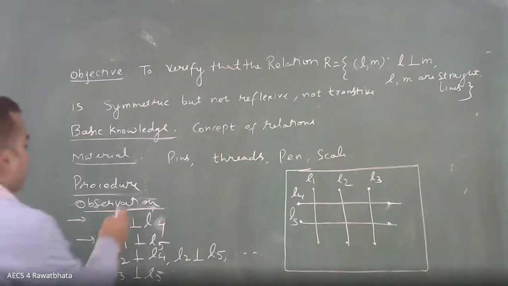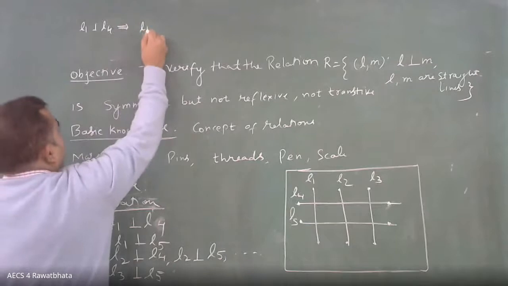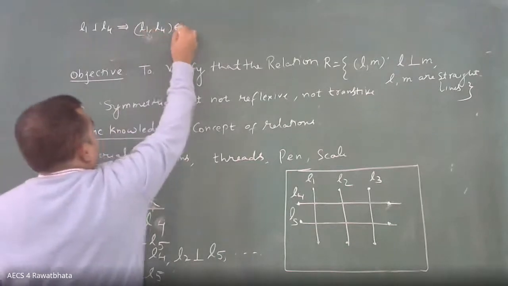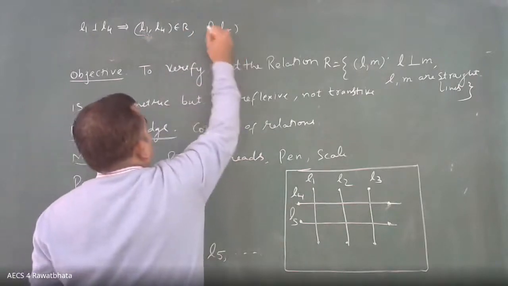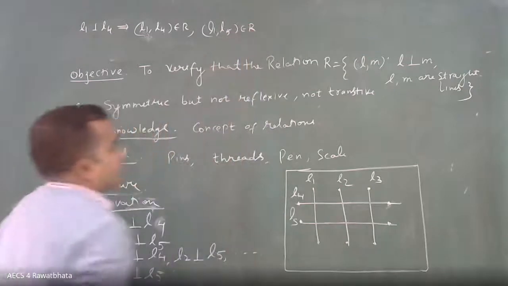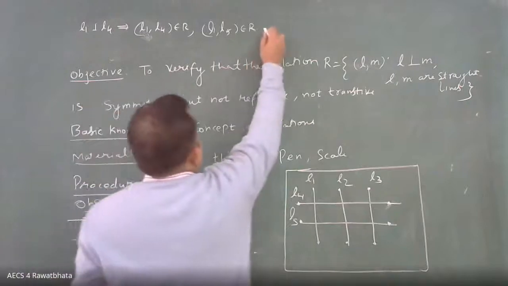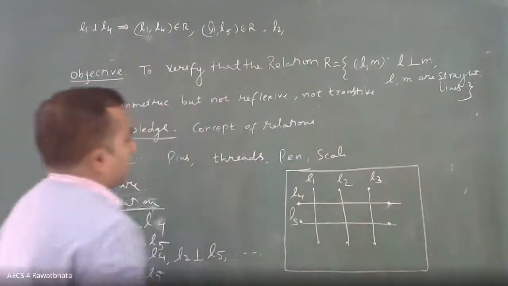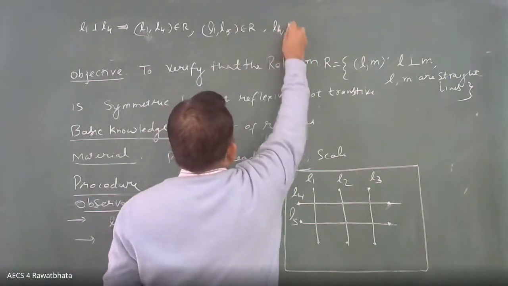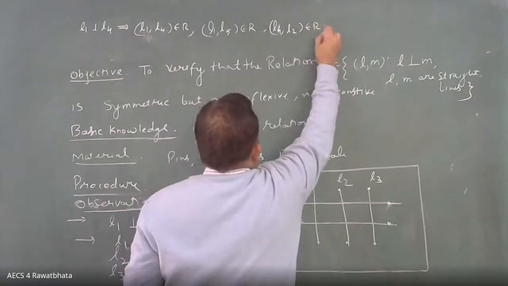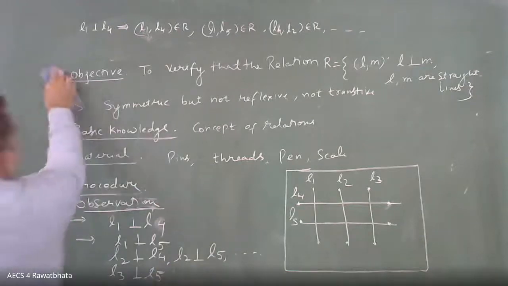or you can say, because L1 is perpendicular to L5, L4, it implies that L1 L4 belongs to R, L1 L5 belongs to R, right? L2 L4 belongs to R, or you can say L4 L2 belongs to R, etc., etc. All the things that you observe, you can write.